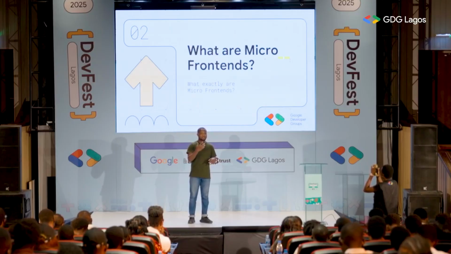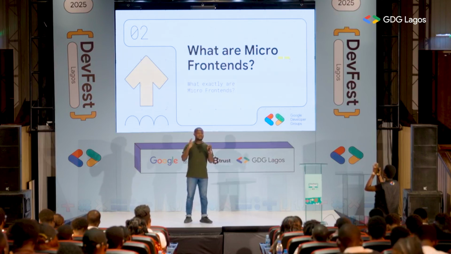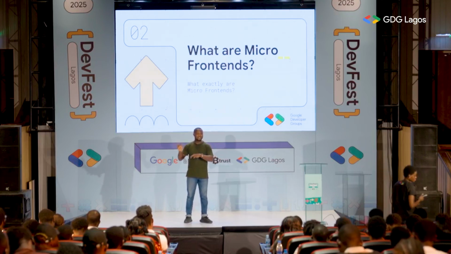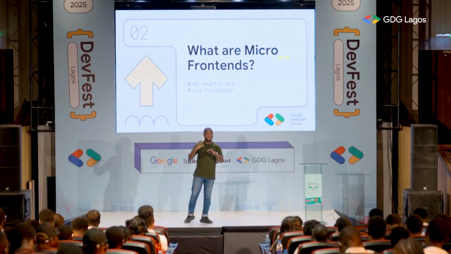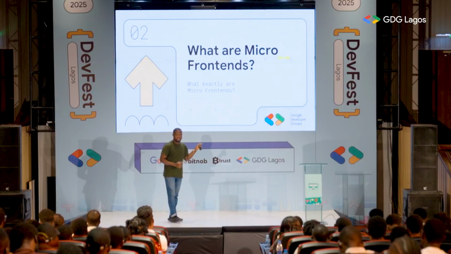So we have a distributed team. Everybody is working on a different feature. That's where micro frontend comes into play. A big platform like Amazon, Alibaba, Temu will be using a micro frontend where every team decides to own their feature. So that's where micro frontend comes into play.